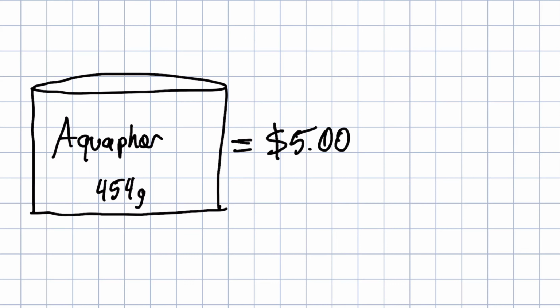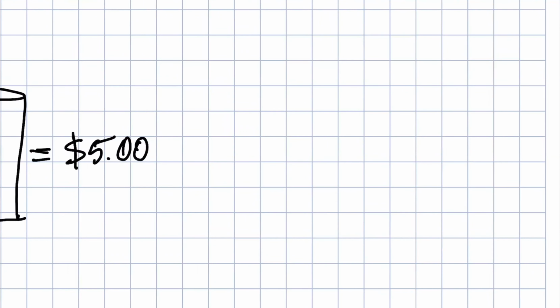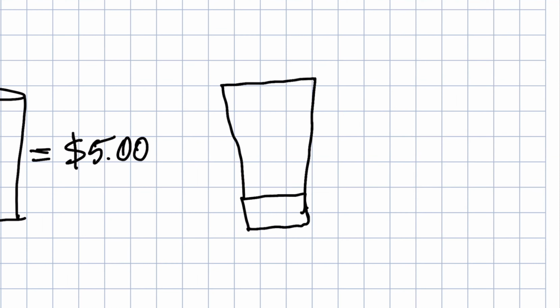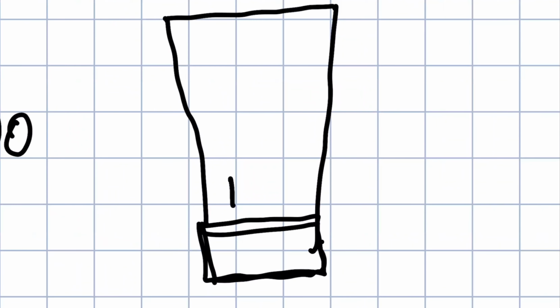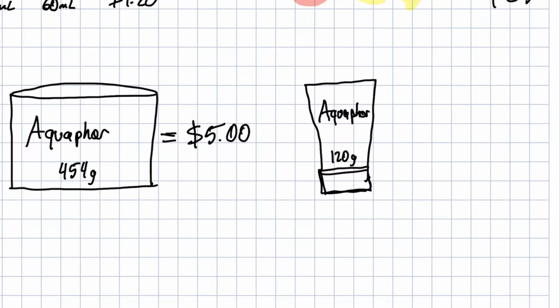So it costs you $5 for this tub of Aquaphor. But right next to it, you have, and I'm going to try to draw it as accurately as possible because these are on the shelf, this little squeezy type container, right? It's a little smaller. We'll call this 120 grams of Aquaphor. We'll say that costs $1.